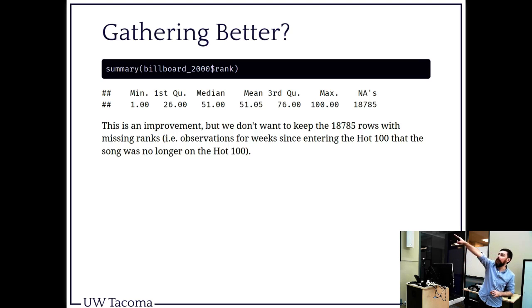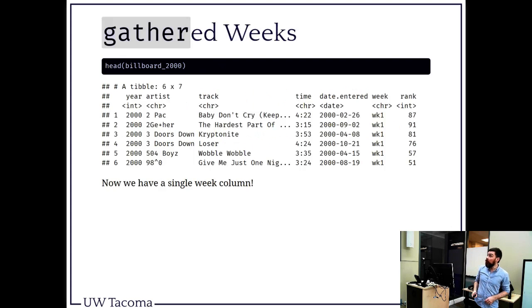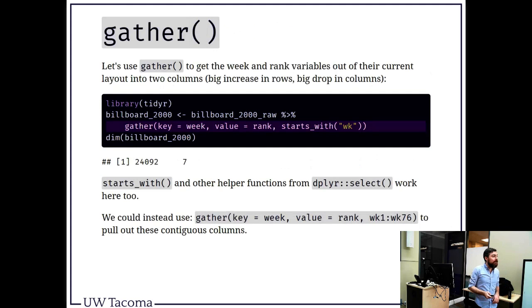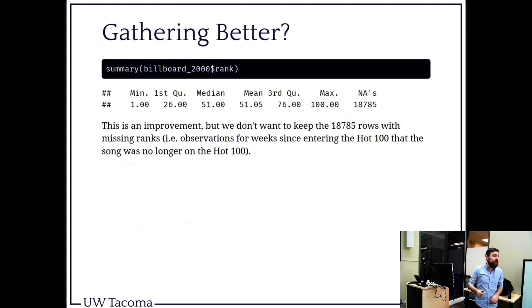So if I get summary of its rank, Billboard 2000 $ rank, minimum rank is 1. You can't be better than number 1 on the Billboard Top 100. Maximum is 100. You can't be worse than the top 100. But it has 18,785 NAs for the rank. There's only 24,092 observations. The majority of them are NAs because most songs only spend a little bit of time on the Billboard Top 100, right? Okay, so this format is an improvement, but we don't want all those missing observations. We just don't care about them. They weren't on the Billboard Top 100, so why are they even in the data at that time?